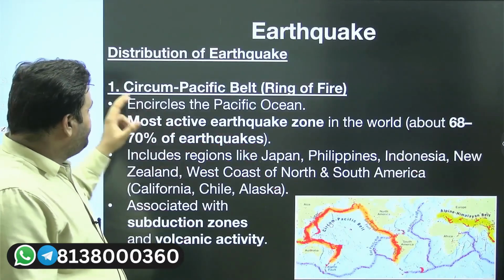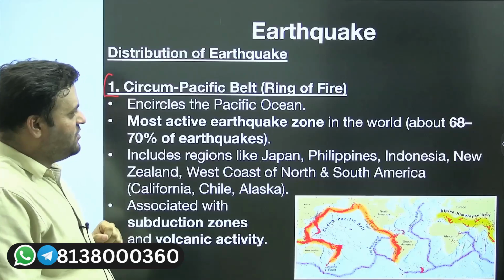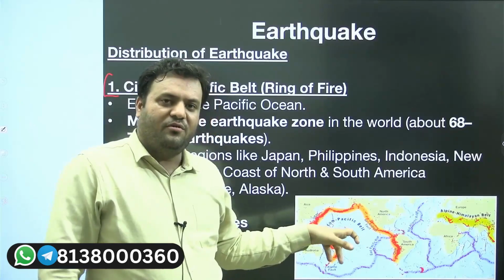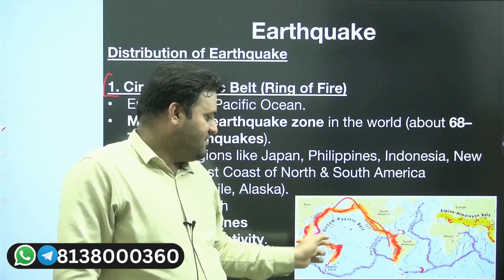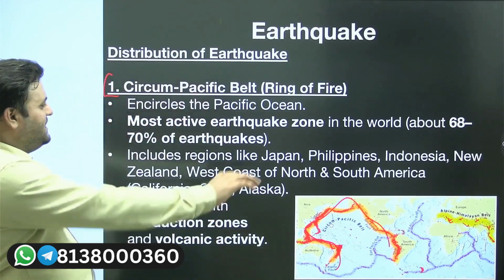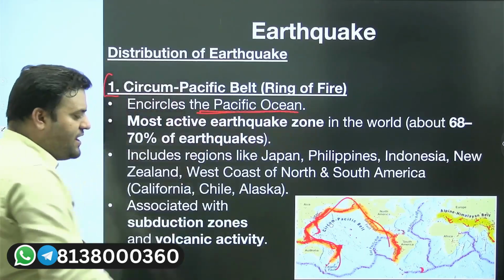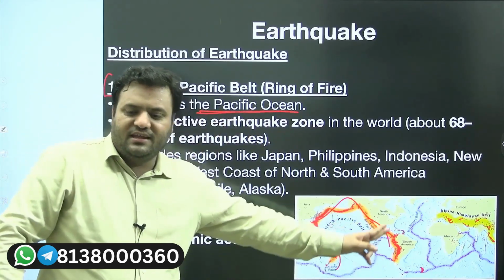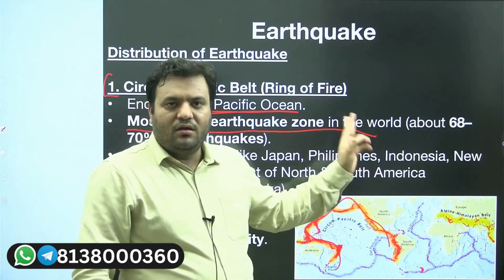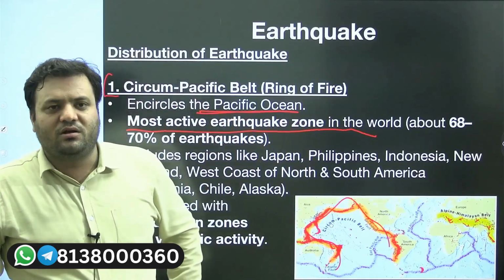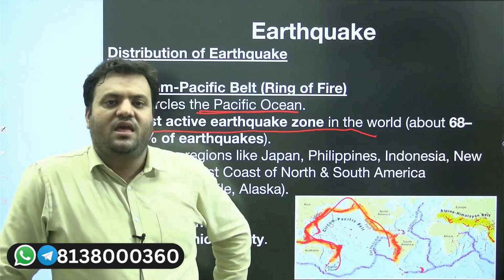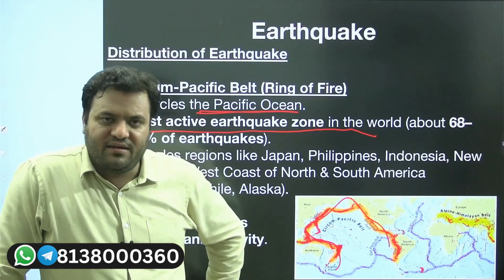So the very first belt is the Circum-Pacific Belt or Pacific Ring of Fire. I hope you remember the Pacific Ring of Fire. So this is the Ring of Fire. It encircles the Pacific Ocean, circling the entire Pacific, and it is the most active earthquake zone in the world. If you see the earthquakes which take place in the world, almost 68 to 70% of earthquakes take place here, in this Ring of Fire region.